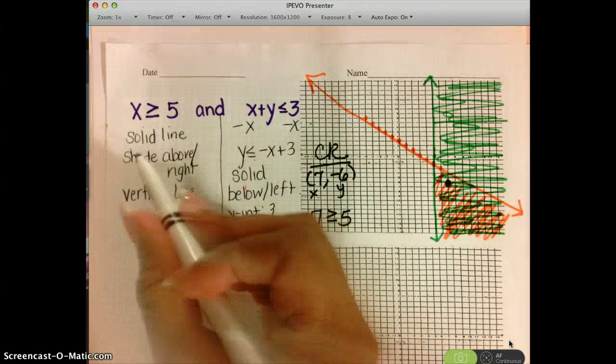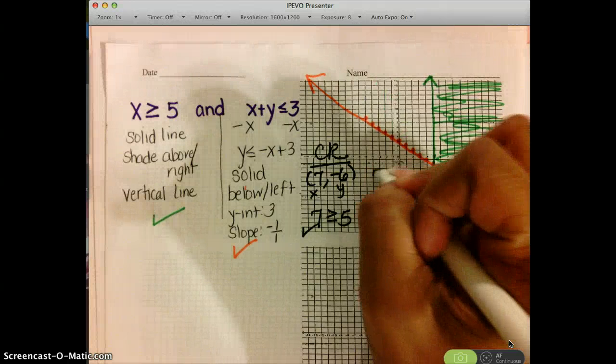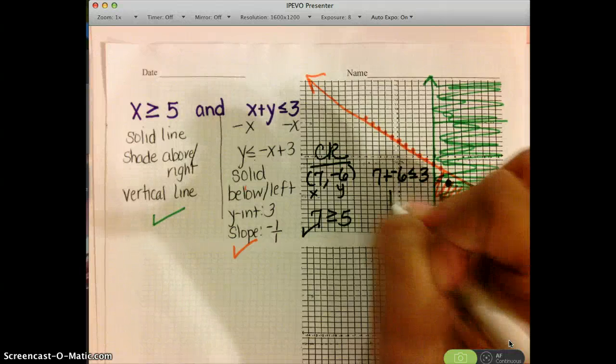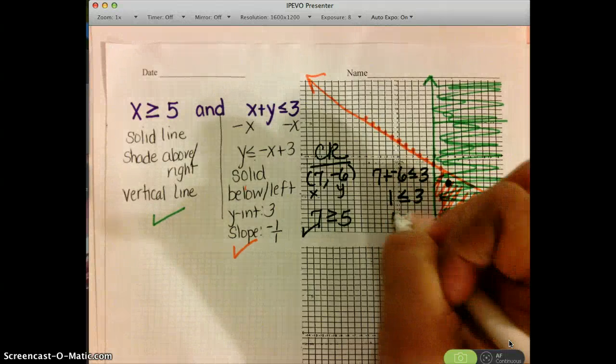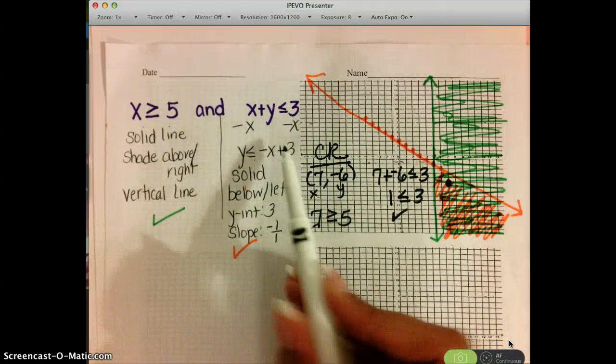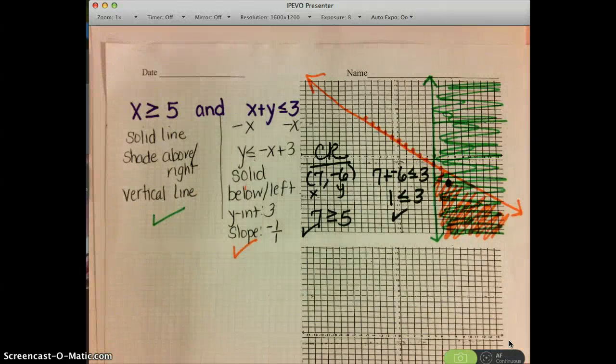Yes, so that checks for the first inequality. 7 plus a negative 6 is less than or equal to 3. 1 is less than or equal to 3. And that is true. It satisfies both of your given inequalities. Therefore, we have shaded the correct region.